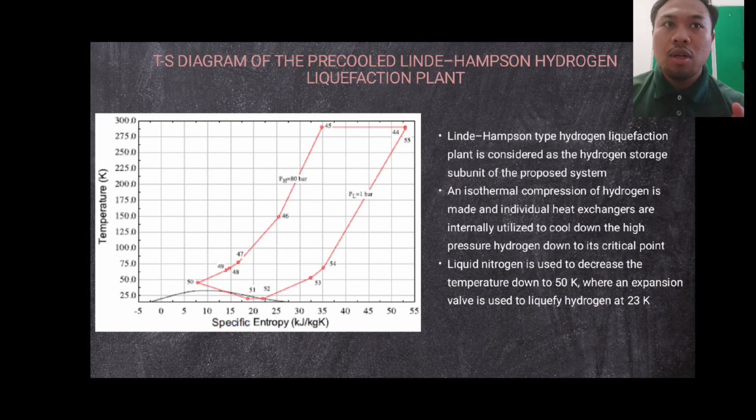Second, an isothermal compression of hydrogen is made, and individual heat exchangers are internally utilized to cool down the high pressure hydrogen down to its critical points. And last one, liquid nitrogen is used to decrease the temperature down to 50 Kelvin, where an expansion valve is used to liquefy hydrogen at 23 Kelvin.